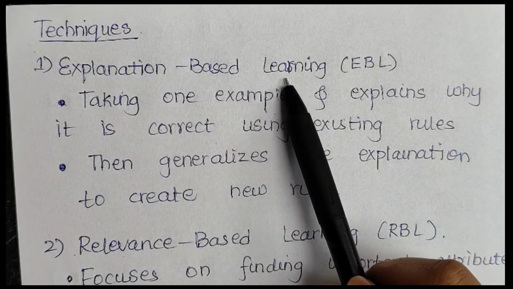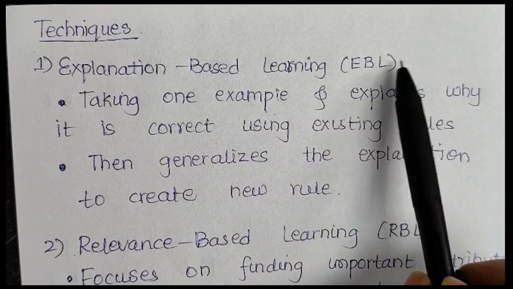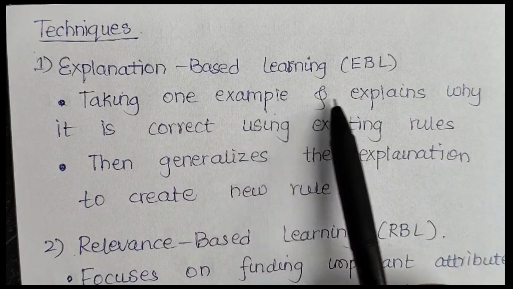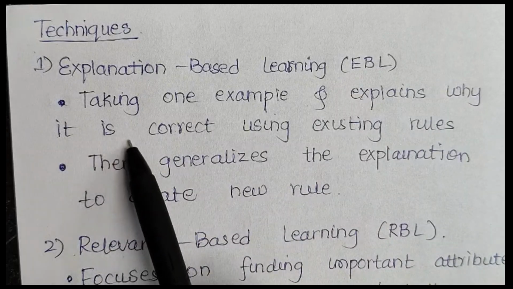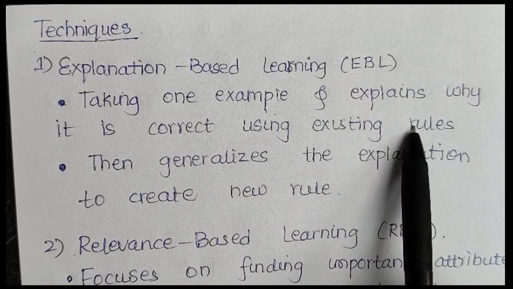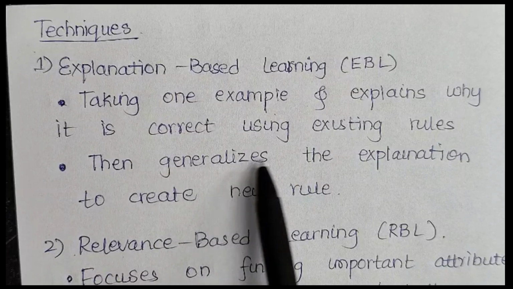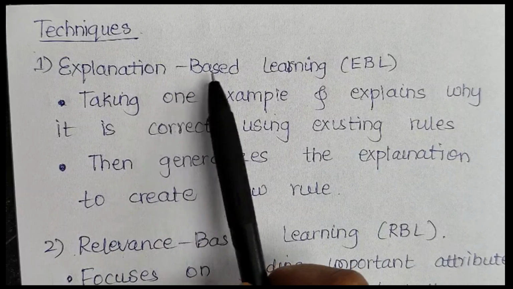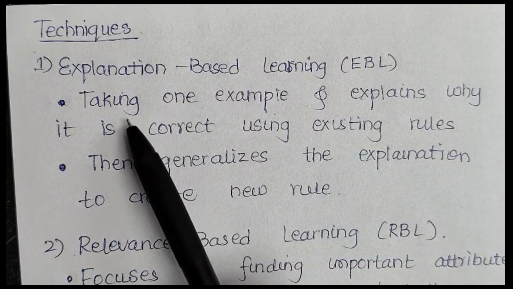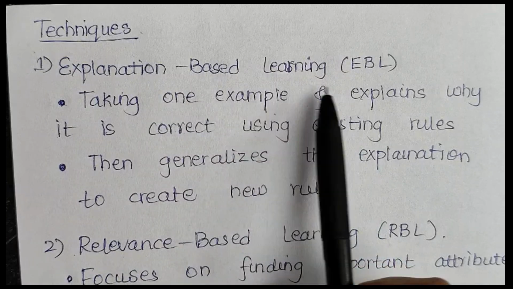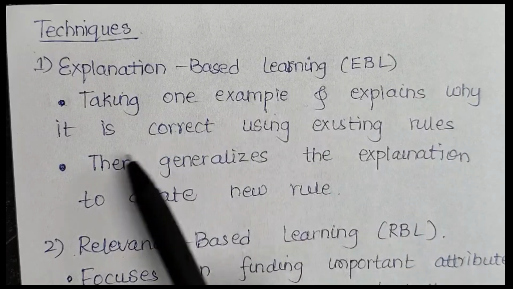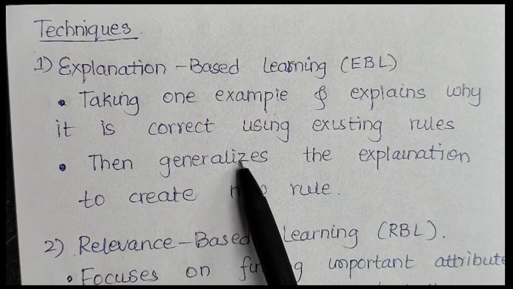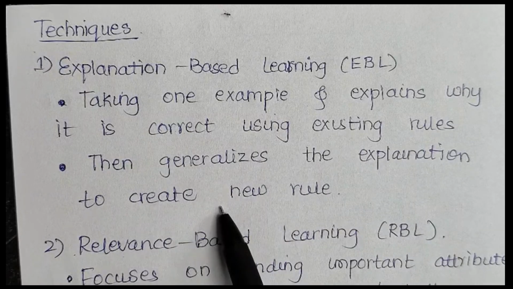Explanation based learning is also known as EBL. In explanation based learning, we take one example and explain why it is correct using existing rules, and then we generalize the explanation to create a new rule.